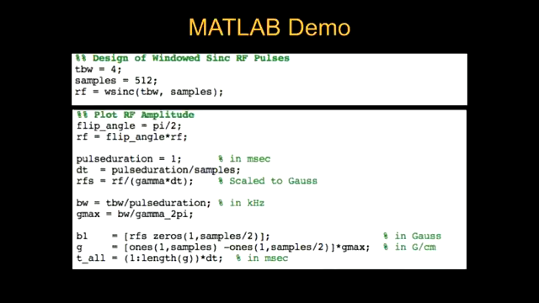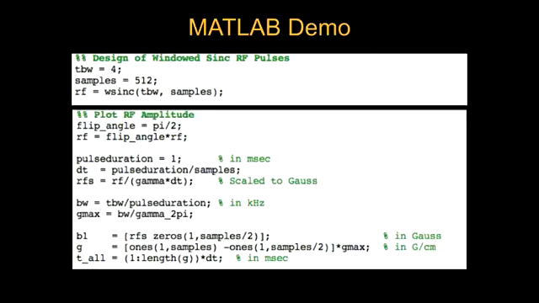And then this is the bandwidth calculation. Time bandwidth product is pulse duration times bandwidth, so the way to calculate the bandwidth is TBW divided by pulse duration. And Gmax is also determined like that. And here is the plotting portion. You have the RF, and then there is a refocusing pulse, which is half the duration of that, and then this is the time information.